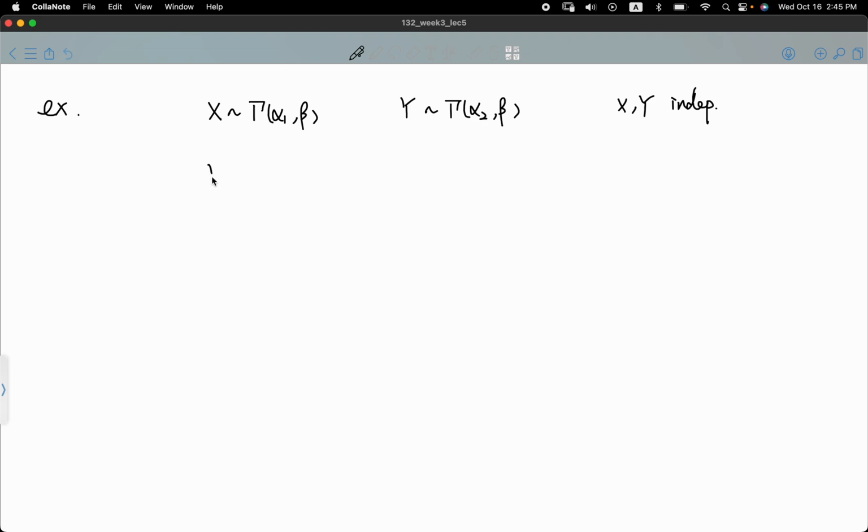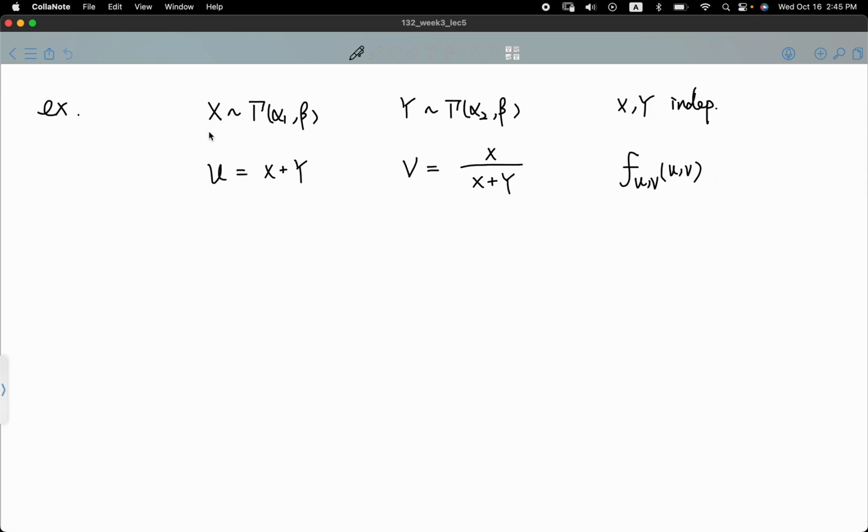So let's suppose we have a new random variable u, and we define u as x plus y. And then we also have a new random variable v, and we define it as x over x plus y. So our goal through the method of transformation is that we need to find the joint distribution for our new random variables u and v.